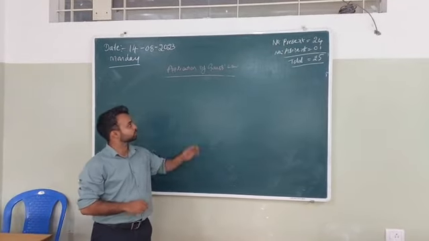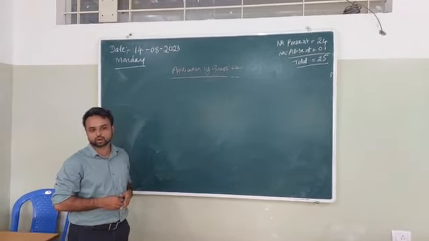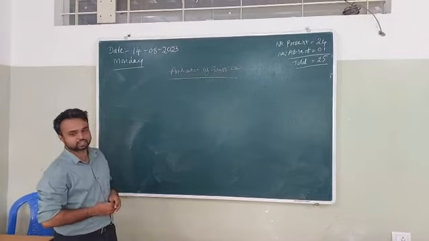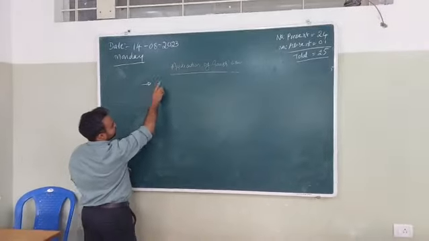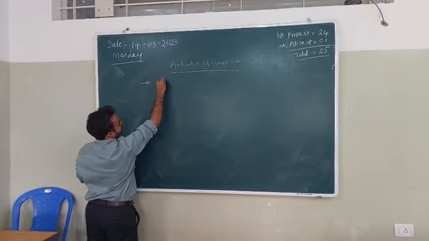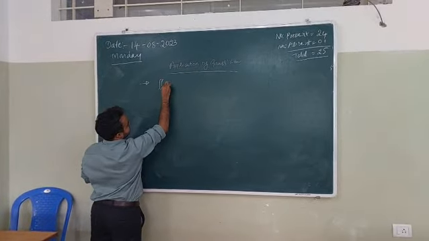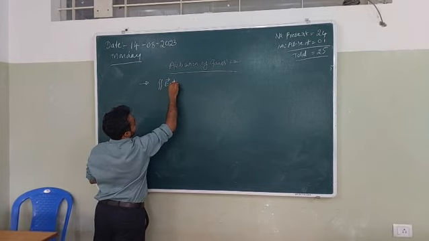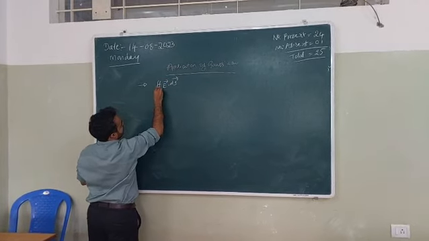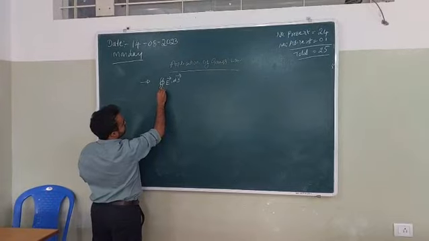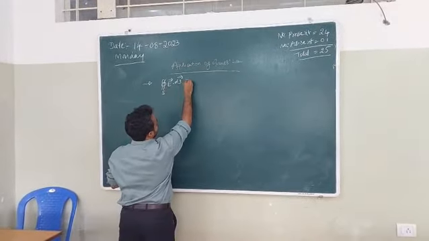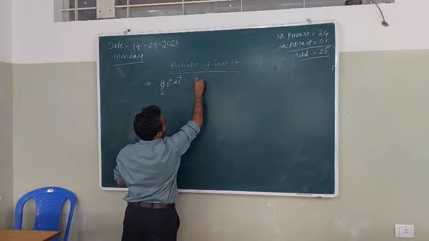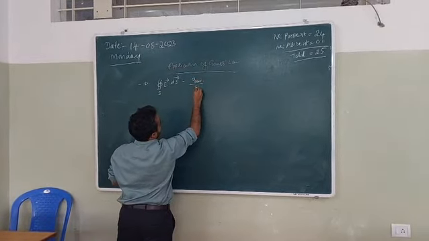So good evening. Today what we will be learning is the application of Gauss law. First of all, what is Gauss law? Let me write the mathematical form of Gauss law. Gauss law states that the electric flux, which is E dot ds, performed over a closed surface S, is equal to Q enclosed divided by epsilon naught.